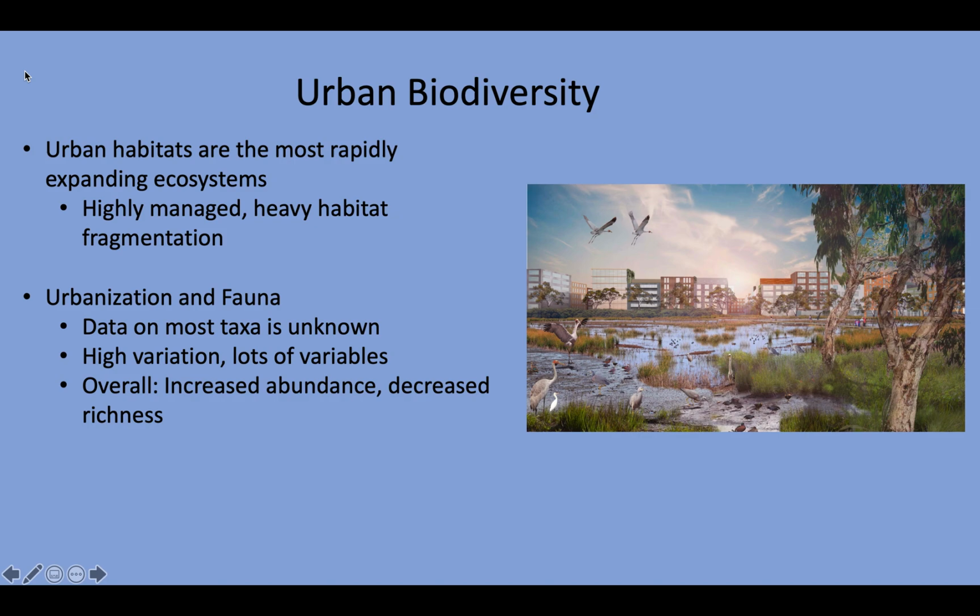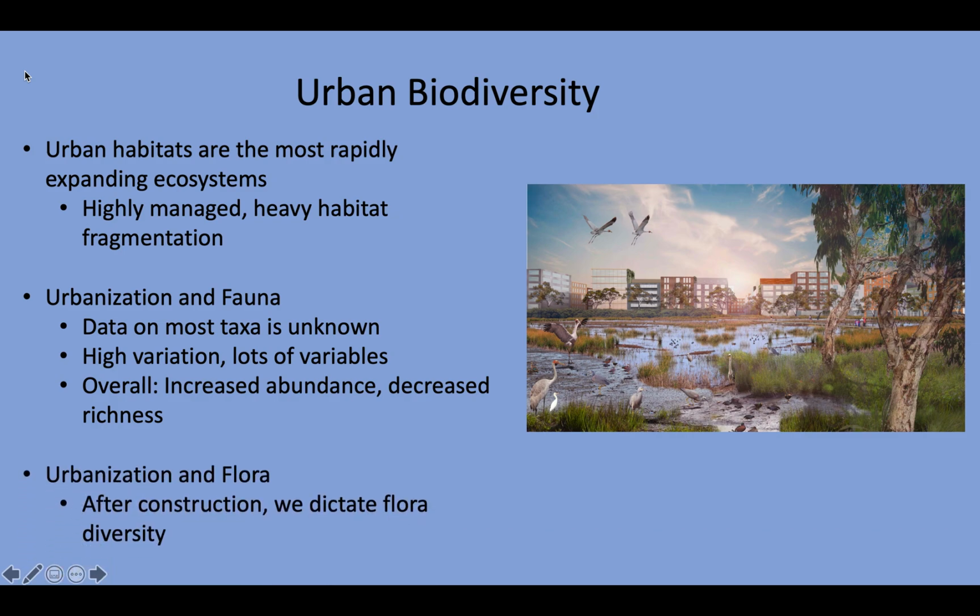What do we know about urbanization and fauna? We don't know a lot. Overall, you see increased abundance, which is just the number of individuals of a certain taxa or a certain community. But we see decreased richness. This means the diversity of species goes down, even if the number of individuals goes up. That's why you see hundreds of thousands of pigeons in New York City. That has a very high abundance, but it's only one species.